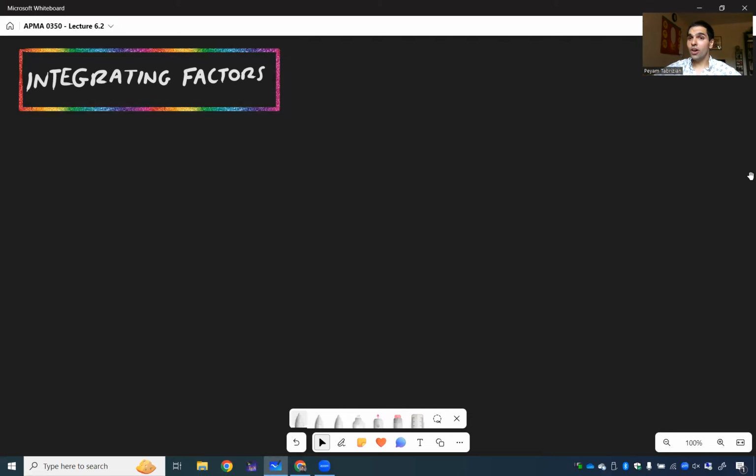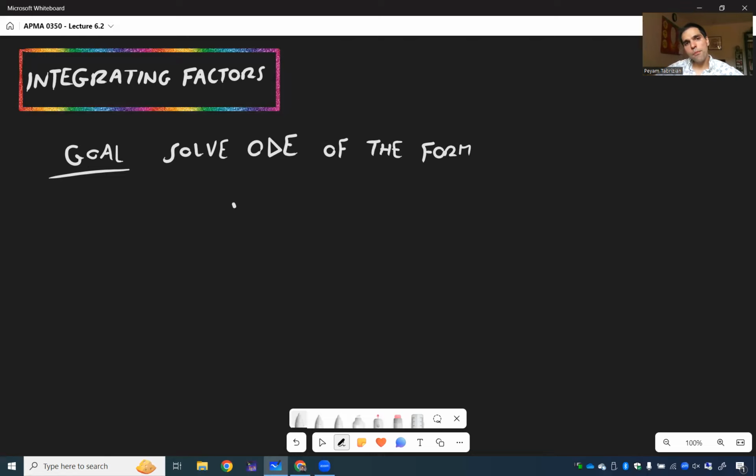All right, let's now solve ODEs using integrating factors. Our goal here is to solve ODEs of the form y prime plus a constant times y equals f of t. Soon we'll do a more general form. For instance, let's try to solve y prime plus 2y equals e to the t.